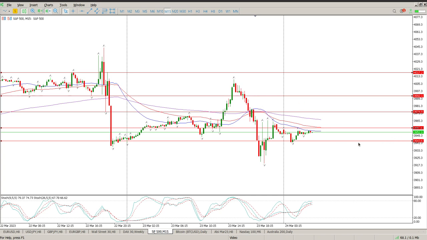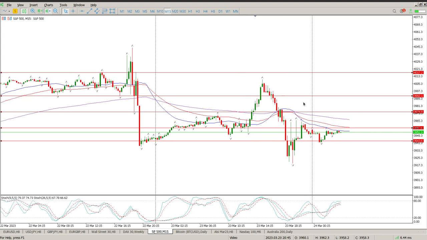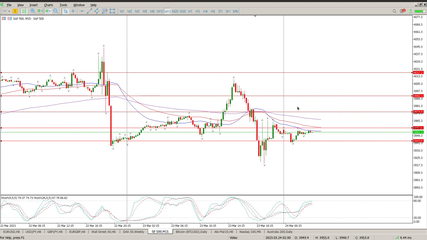So if we stay below the moving averages, then I'd be interested in a short. If we start getting above the moving averages, then I'm switching off and we'll wait for next week, because then we're expecting more of the same. So that's kind of my view at the moment. Not 100% convinced we're going to make any headway in any direction, to be honest.